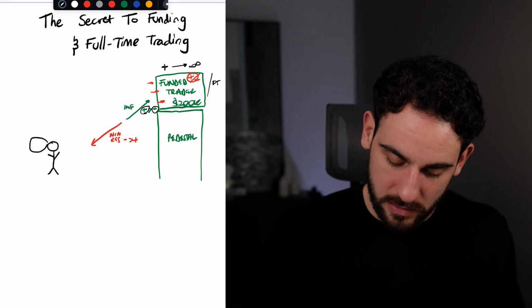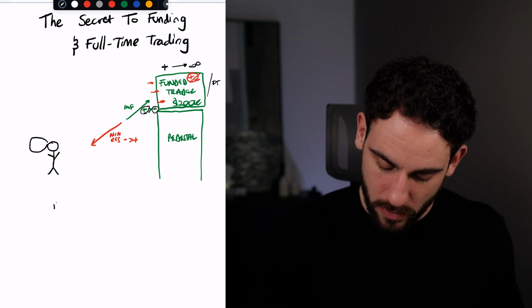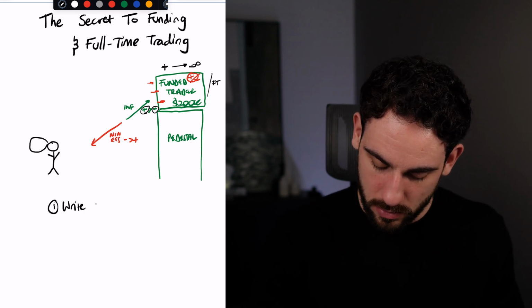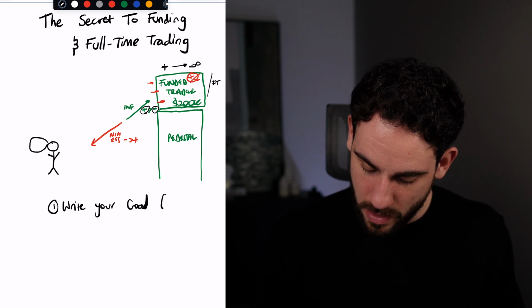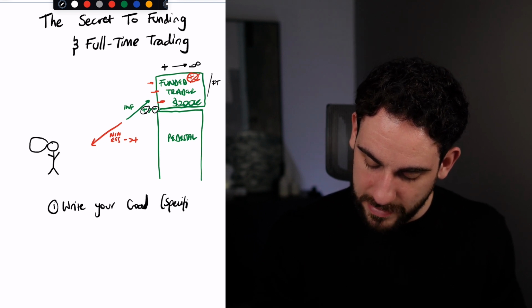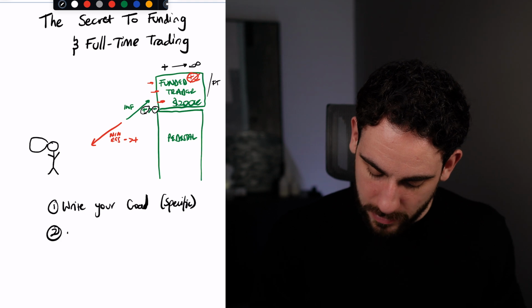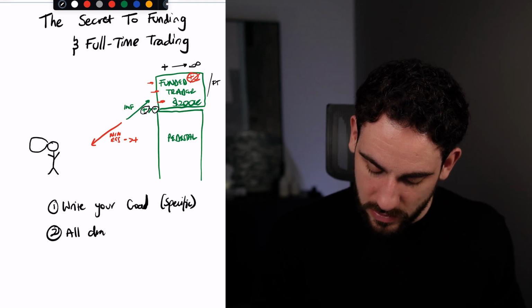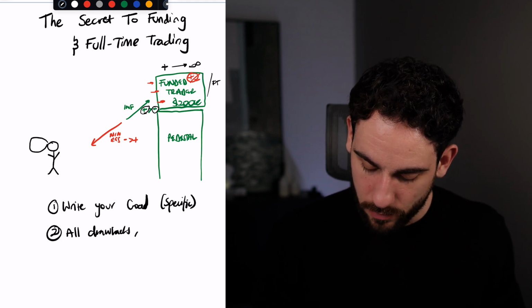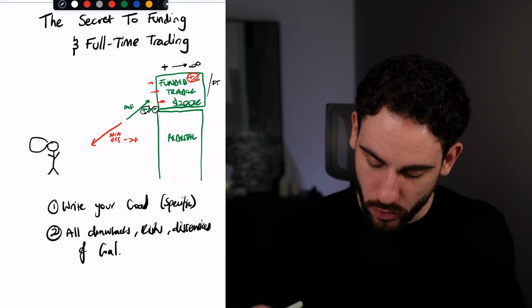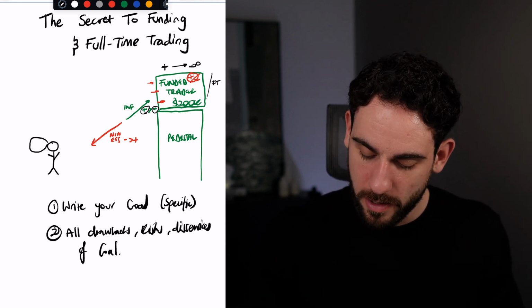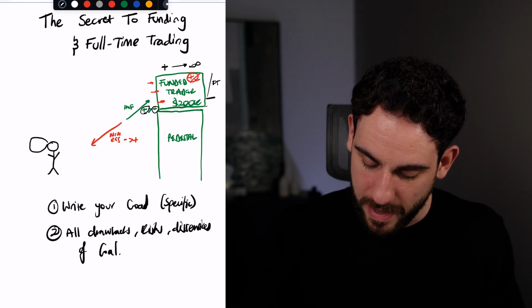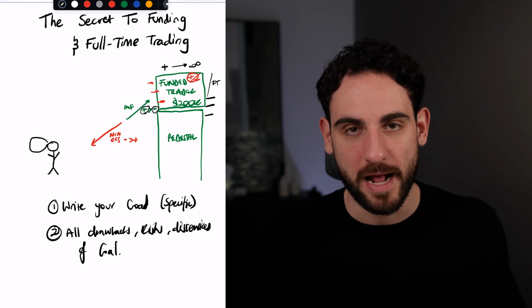So the first exercise you want to do, number one, write down your goal specifically and be specific with it. And then number two, write down all the drawbacks, all the risks, all the disservices of that particular goal. So step number two is you're writing down all the drawbacks, all the risks, all the disservices of that goal. You're having a look: all right, being a funded trader, what are the drawbacks to that? What are the drawbacks to trading more capital?